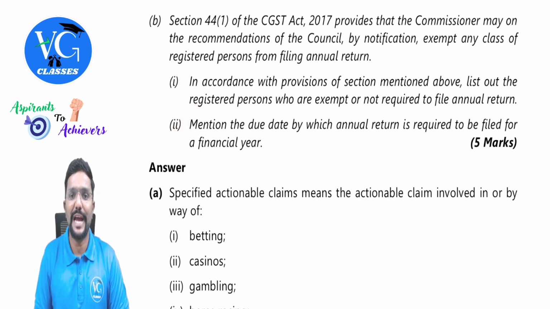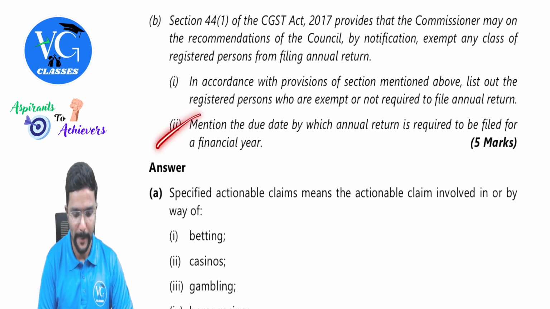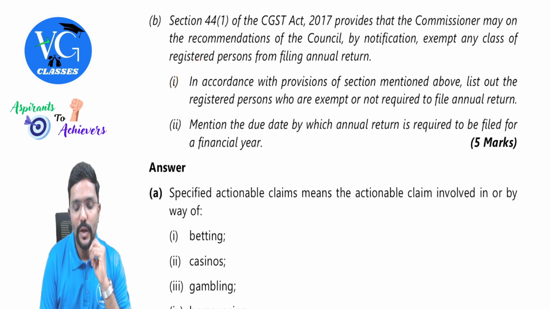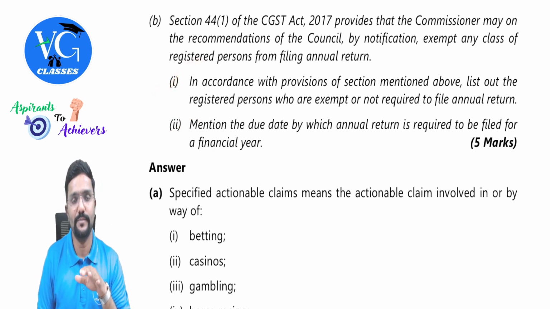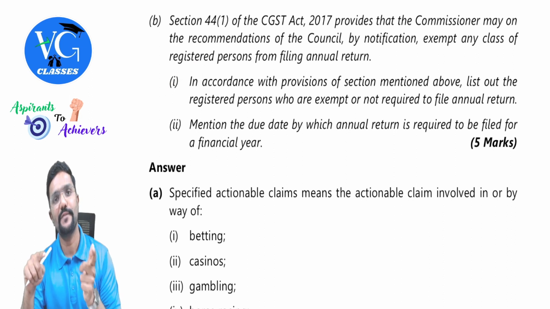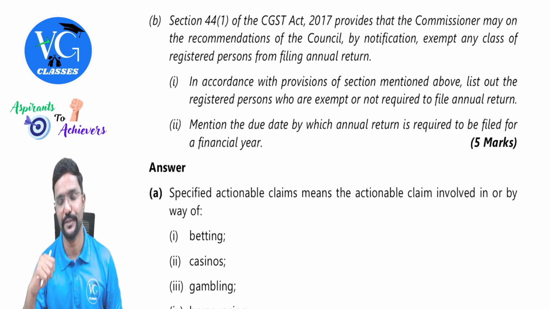Mention the due date by which annual return is required to be filed for a financial year. That is 31st December of the next financial year, guys. That is the due date. So, see, simple. Annual returns, totally there are three. GSTR 9 is for the person who is covered under section 9. GSTR 9A is for the composition supplier, and GSTR 9B is not yet notified in reality, but still it is an annual statement applicable for TCS collector.